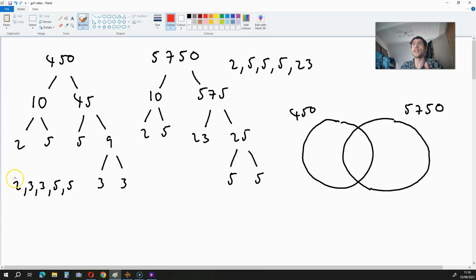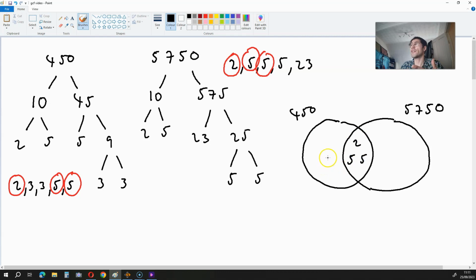Now, what prime factors do these two numbers share in common? Well, as we can see, there's a 2. We've also got a 5 over here, and a 5 over here. We've got another 5 over here, and another 5 over here. So what we have to do is put these numbers into the intersection of these two circles. So we've got 2, 5 and 5 over here.